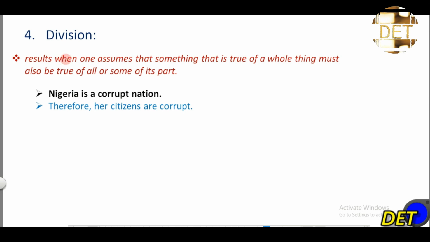So let's look at division. The fallacy of division is a type of logical or formal fallacy which results when one assumes that something that is true of a whole thing, of an entire thing, must also be true of all or some of its parts. For example, Nigeria is a corrupt nation, therefore her citizens are corrupt. This is a fallacy of division. That Nigeria is a corrupt nation does not mean that all her citizens are corrupt, right? That something is true of a whole thing does not mean that it is true of all its parts.